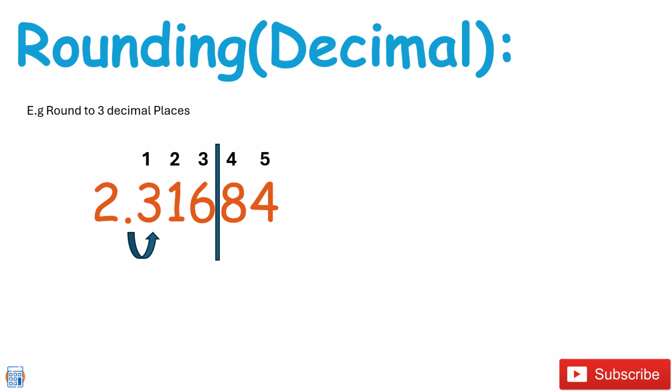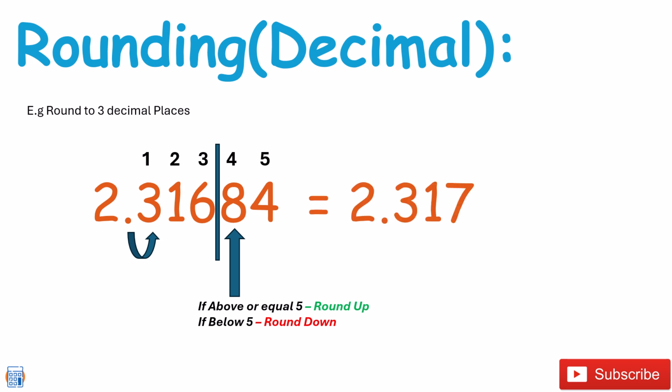You usually draw a line, and you check the number after, which is this fourth one. And if it's above or equal to 5, you round the third decimal place up, or if it's below 5, you round the third decimal place down. So in our case, 8 is above 5, so we'd get 2.317. We'd round the 6 up to a 7.